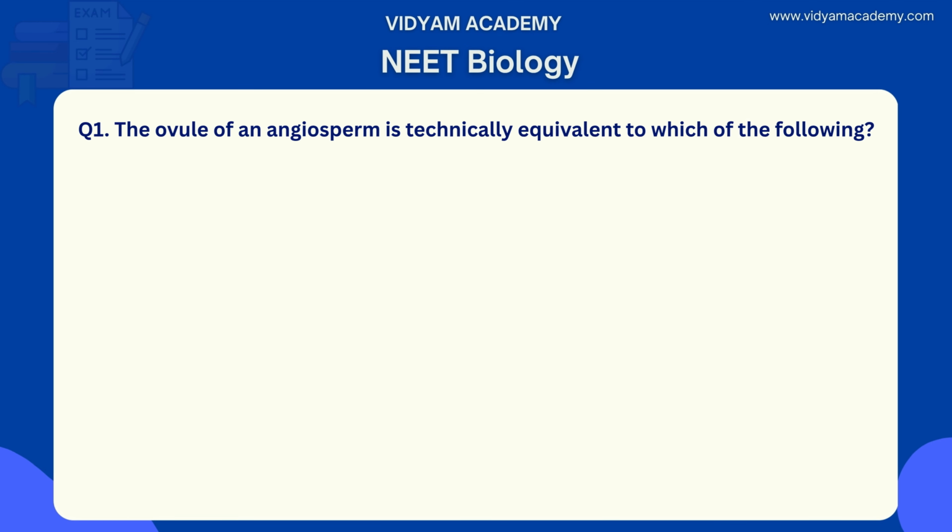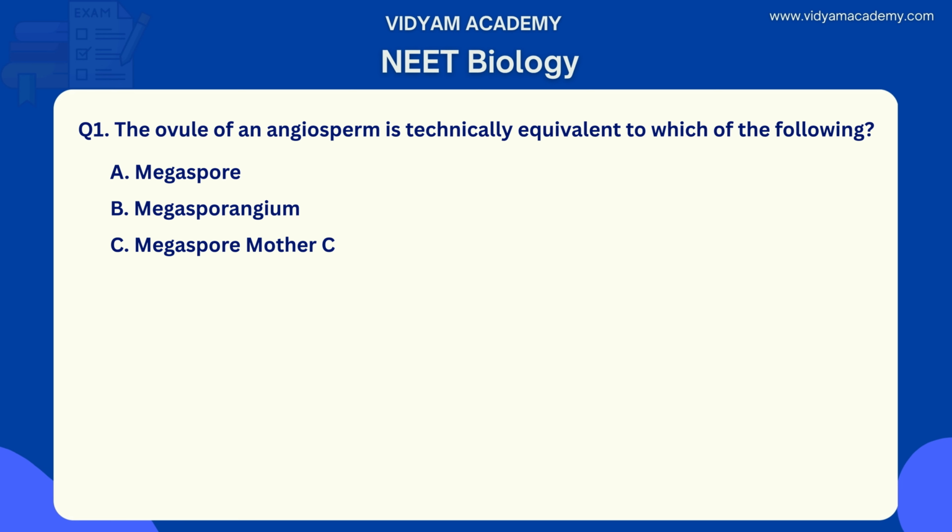The question number 1 is the ovule of an angiosperm is technically equivalent to which of the following? Option A, megaspore. Option B, megasporangium. Option C, megaspore mother cell. Option D, megasporophyll. What is the right answer? Your time starts now.